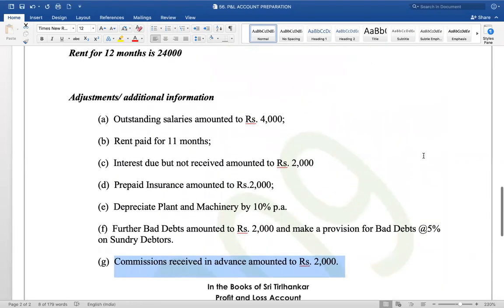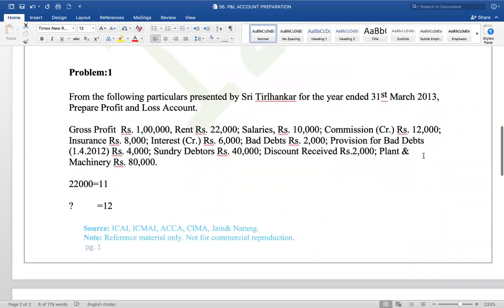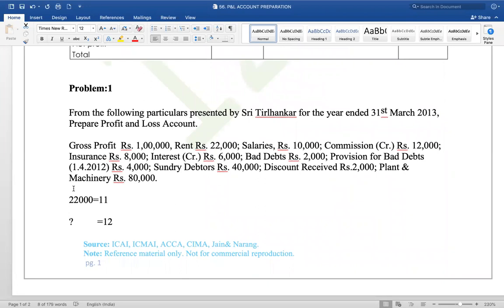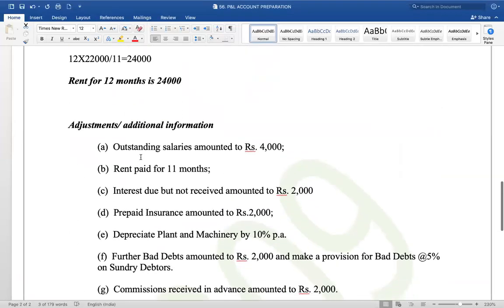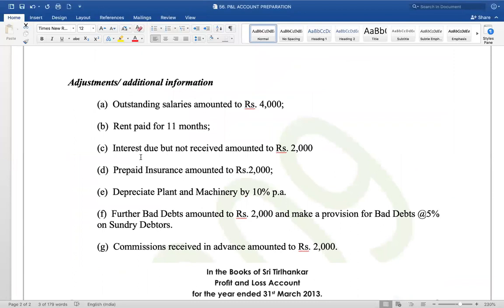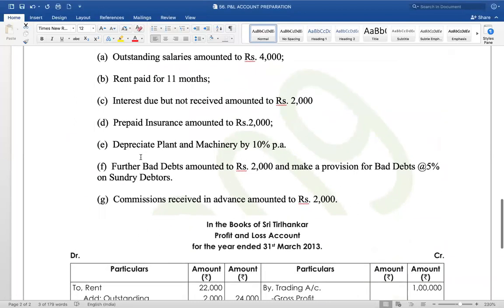Pertaining to the next year. Next, commission is over. Insurance. Insurance is 8,000. Okay. Now, any adjustment for insurance? Do you see any adjustment for insurance? Yes, sir. Prepaid insurance amounted to 2,000. This is prepaid.